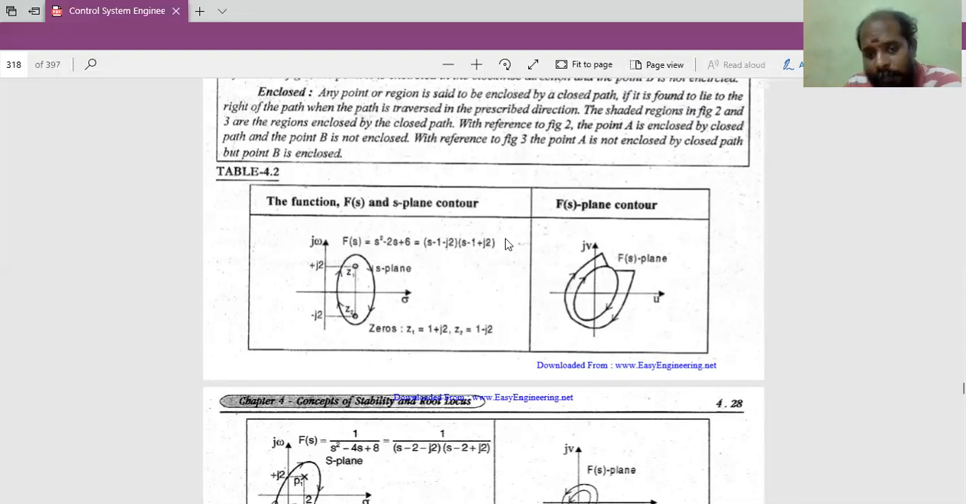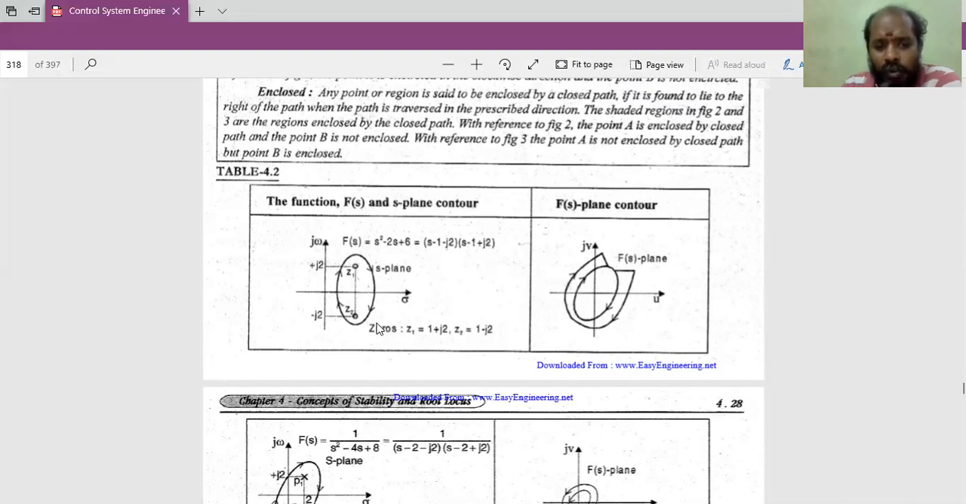This can be mapped, these points can be mapped in an F of S plane, and if you travel along this closed contour, if you draw a Nyquist based on the frequency response similar to that of a polar plot, the extension of the polar plot is what we call the Nyquist. Based on that polar plot only, we'll further proceed in designing or drawing any Nyquist contour there.